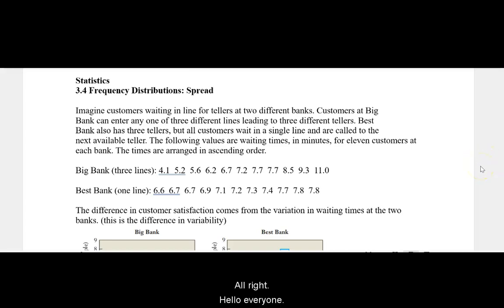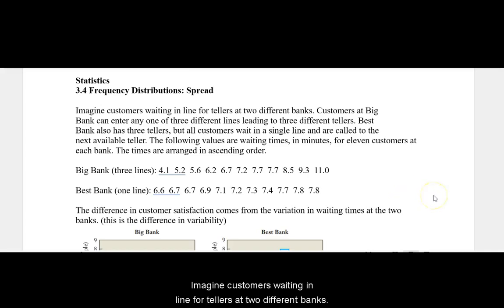All right, hello everyone. Today we are going to be talking about frequency distributions, but we're going to talk about the spread of the data values. And I'm going to start that with an example just to help you understand what we are talking about.